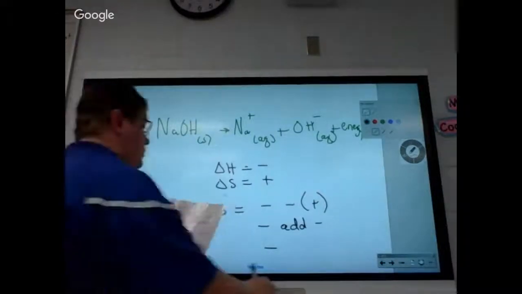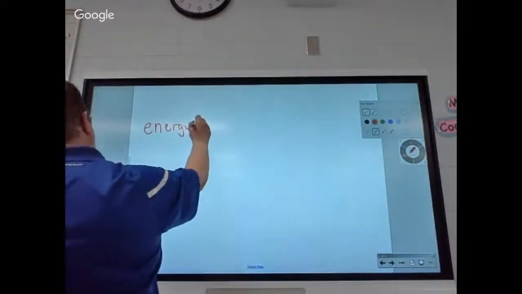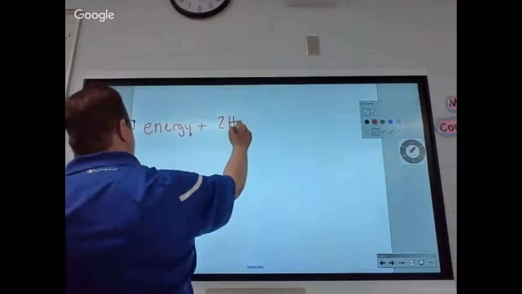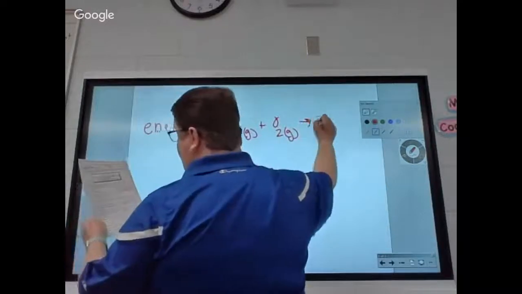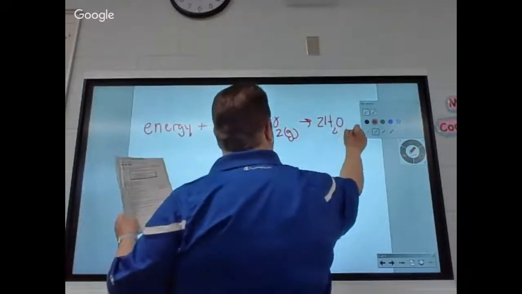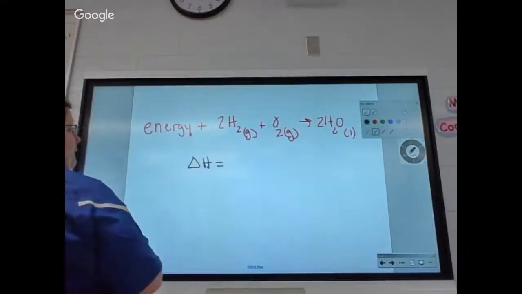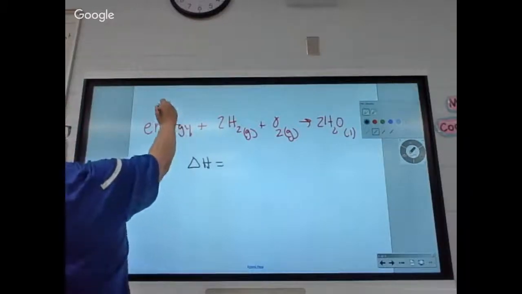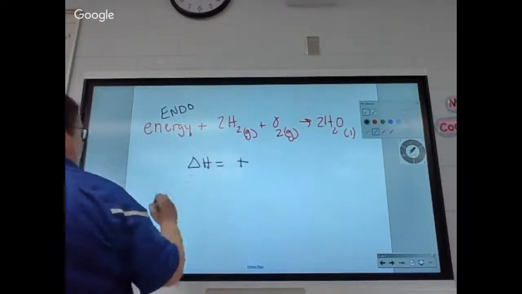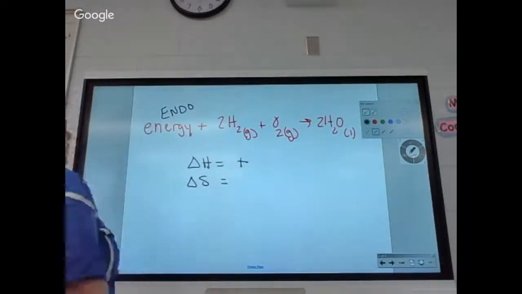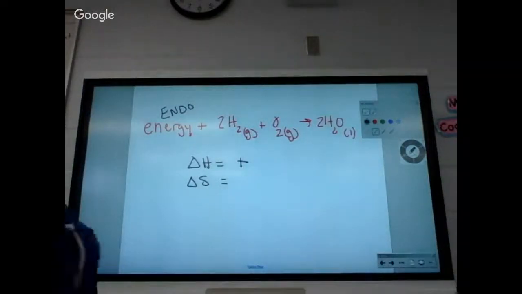Okay, the next one, number 5, you have the energy over here. You have 2 hydrogens as a gas plus oxygen as a gas, and we become 2 waters as a liquid. All right, so what can you tell me about our delta H? Is it endo or exo? It's endo, right? So are we positive or negative? Positive. We're positive because we're endo. What can you tell me about delta S? Are we increasing or decreasing in entropy or disorder? We're decreasing, so we're negative.